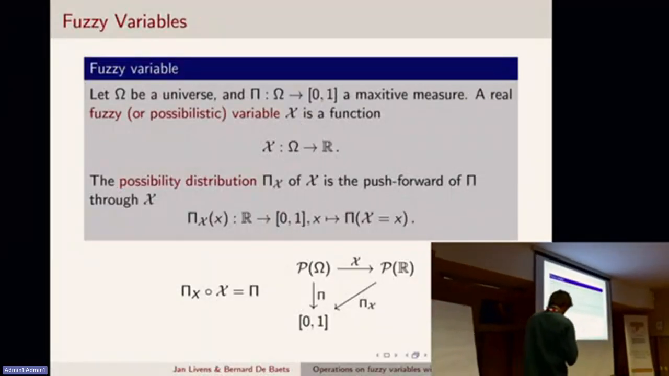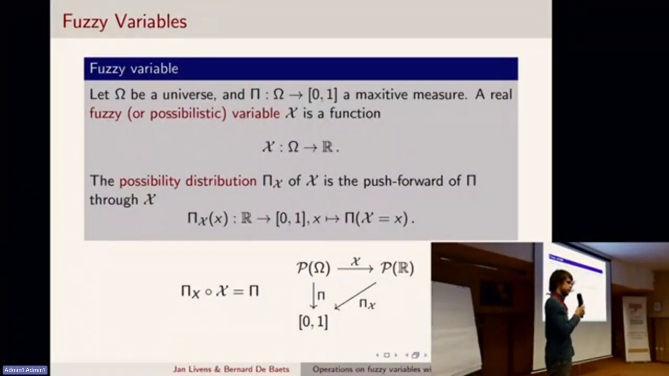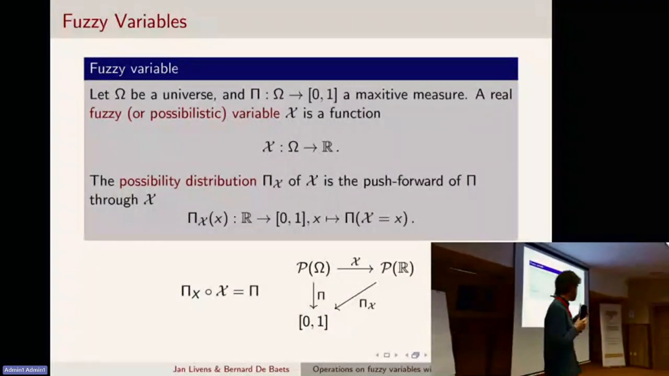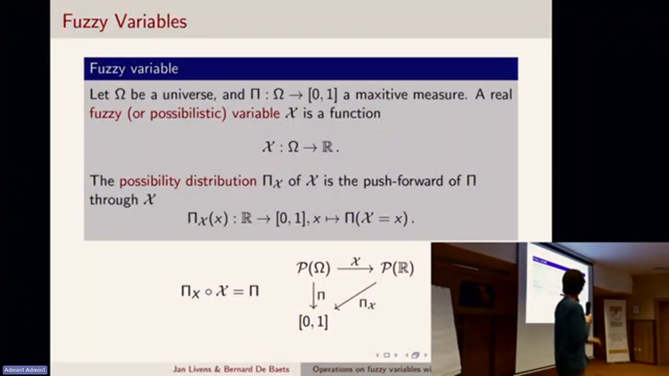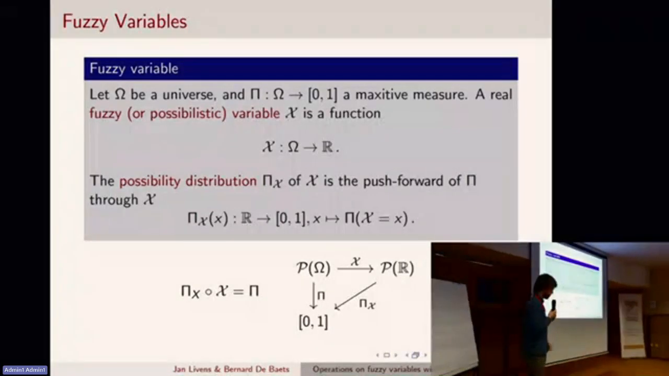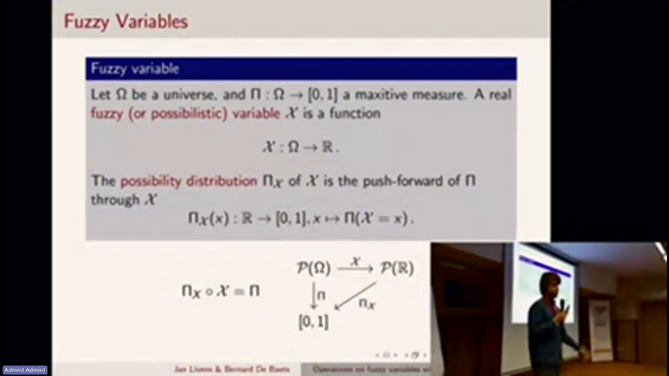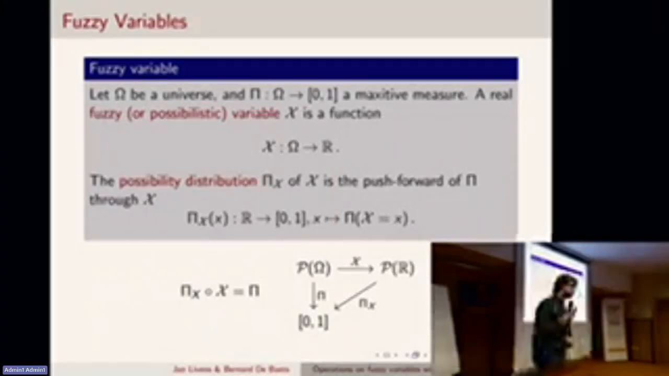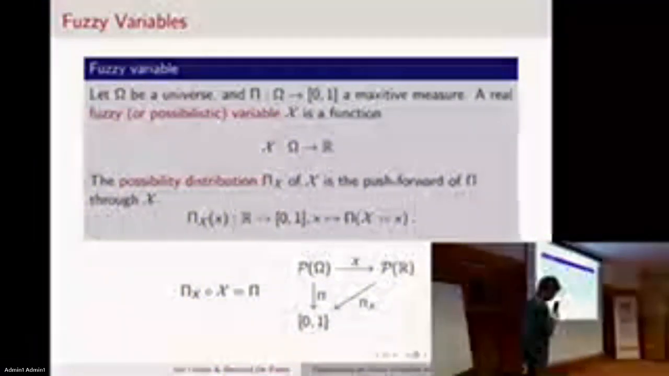So what is a fuzzy variable? For a fuzzy variable, we need a few things. First of all, we need a universe with events. Then a maxitive measure from this universe to [0, 1] in this case. And with those, we can define a real fuzzy interval variable, also called a possibilistic variable, which will be a function from the universe to the real numbers, which is quite comparable to the concept of a random variable in probability theory, except that now we are doing it in a fuzzy setting.